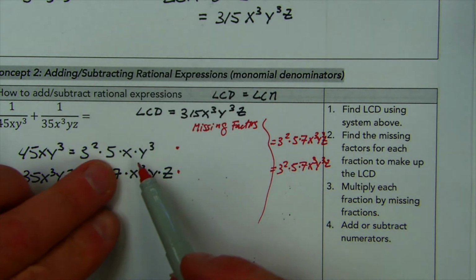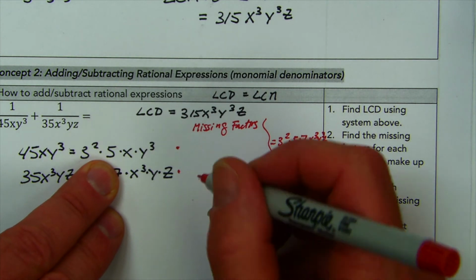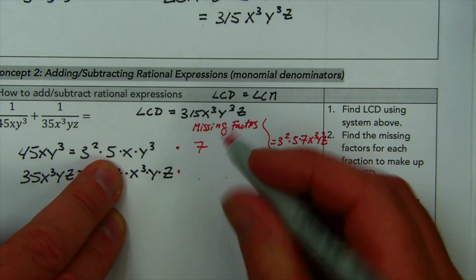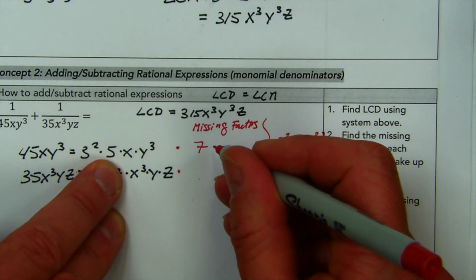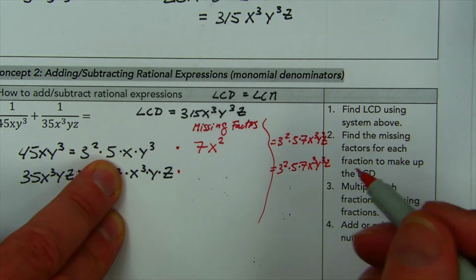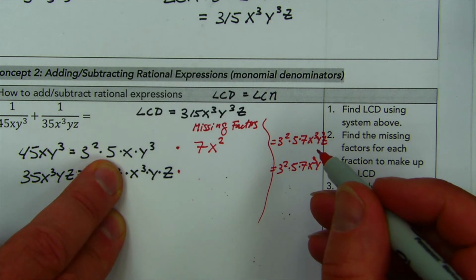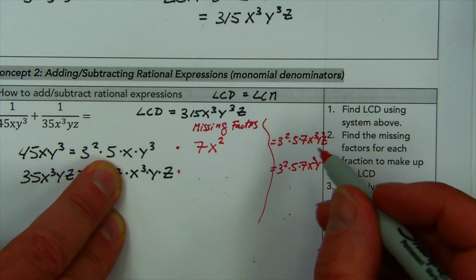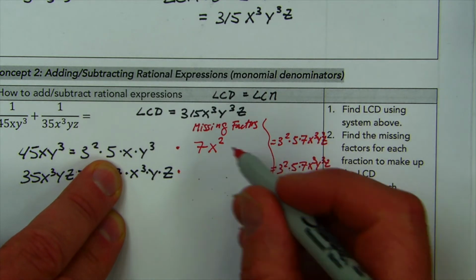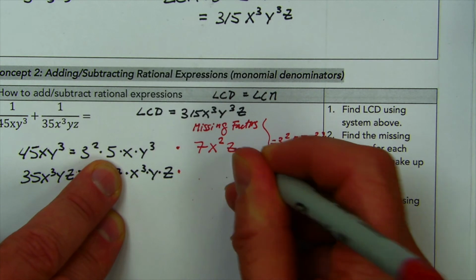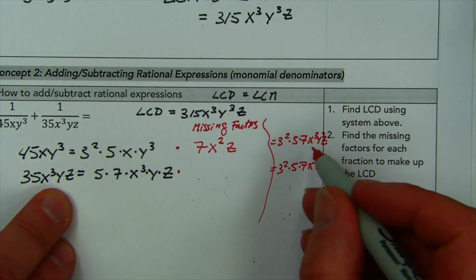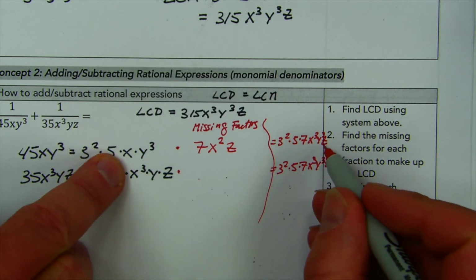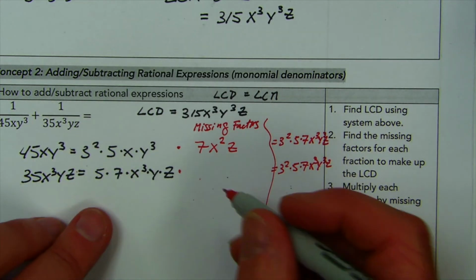All right, so what do I need to multiply this by to get that? Well, I'm missing a 7. I have an x and I have an x cubed, so I'm missing an x squared. I don't need a y, and I need a z. So I got 7x squared z. So I have a 3 squared, I have a 5, I need an x squared and y cubed and z. Good times.